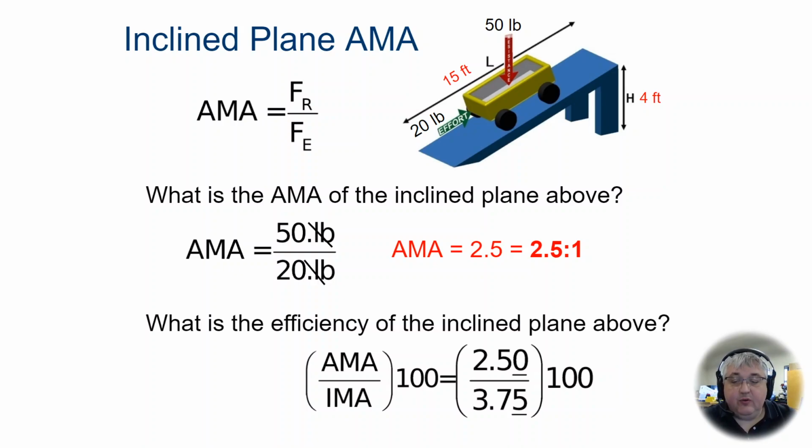Okay, what's the efficiency of the inclined plane, which is AMA divided by IMA, and you should have written that down in the previous lecture, times 100, which is just moving the decimal place two places. We plug that in. AMA was 2.5 over 3.75 from the previous slide, and we work that out as our percent efficiency, and we get 67%. So efficient, but not extremely efficient.